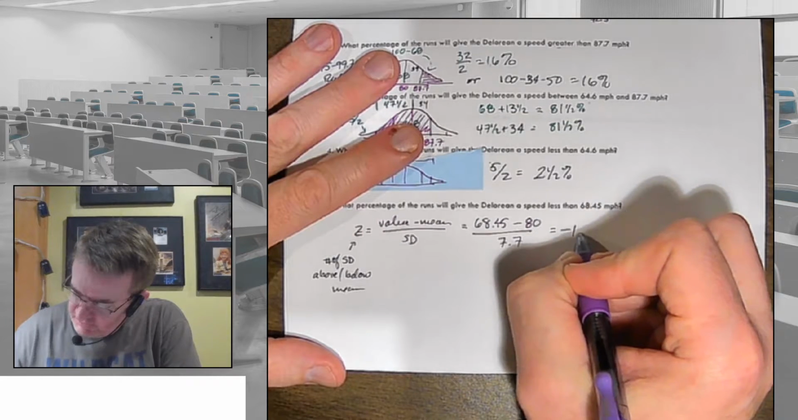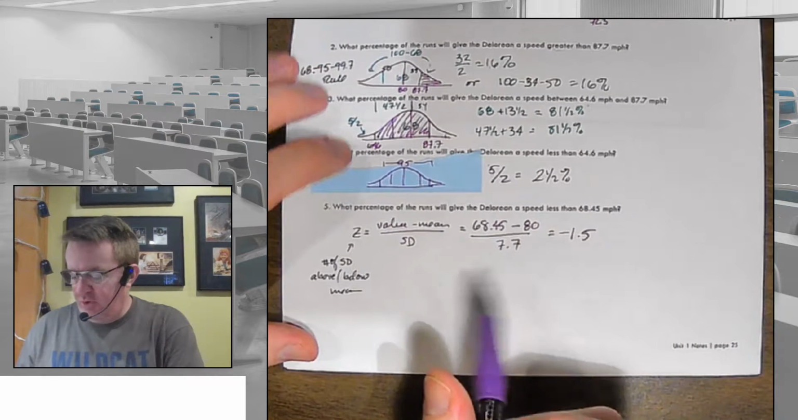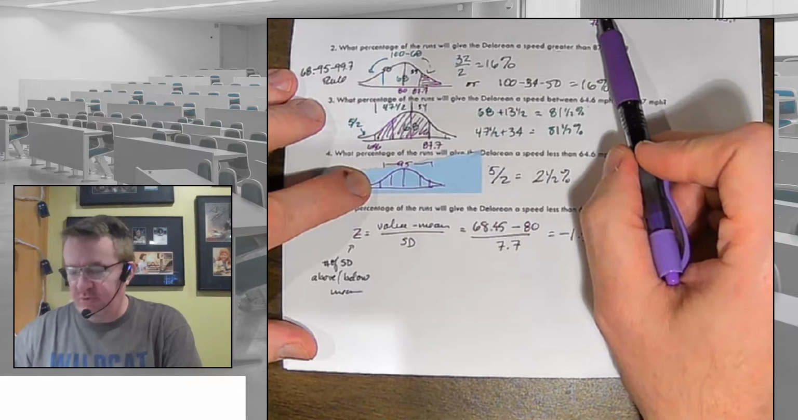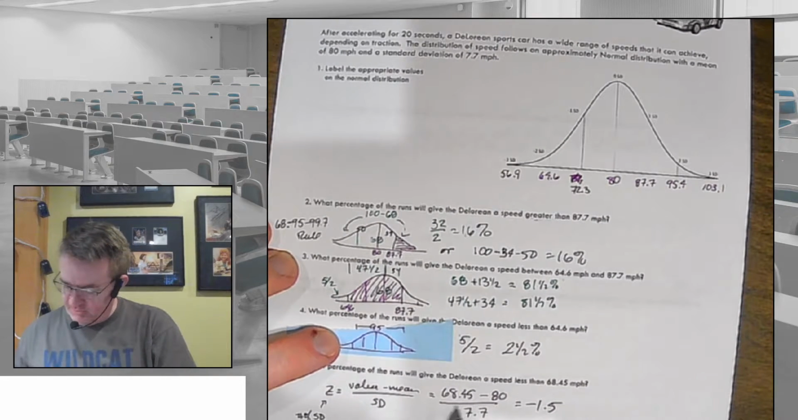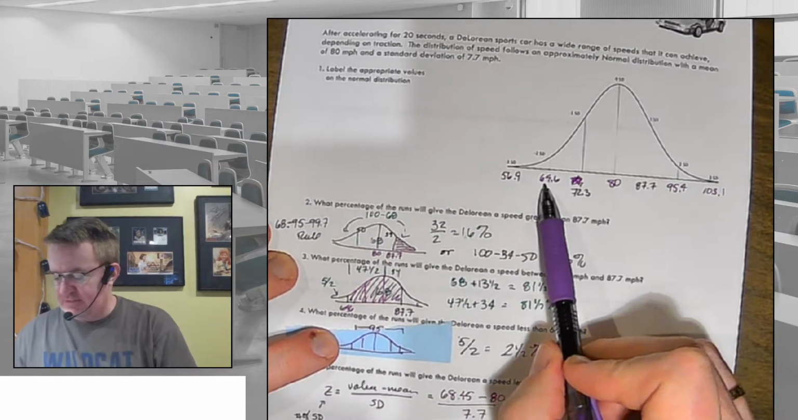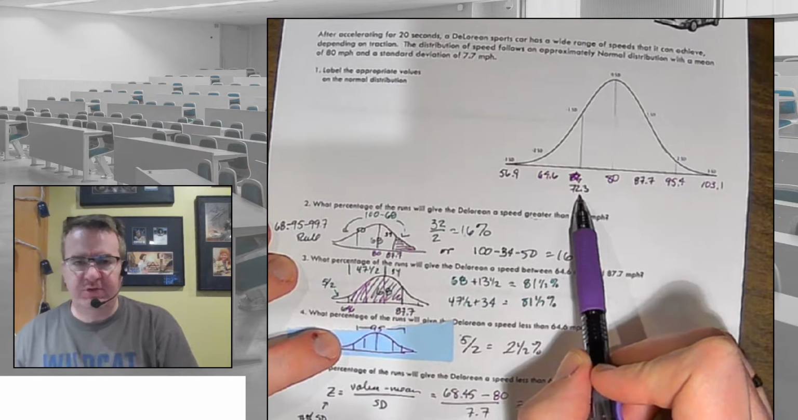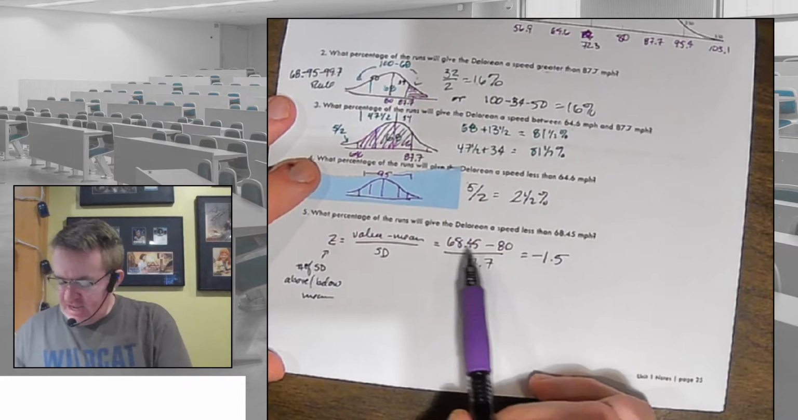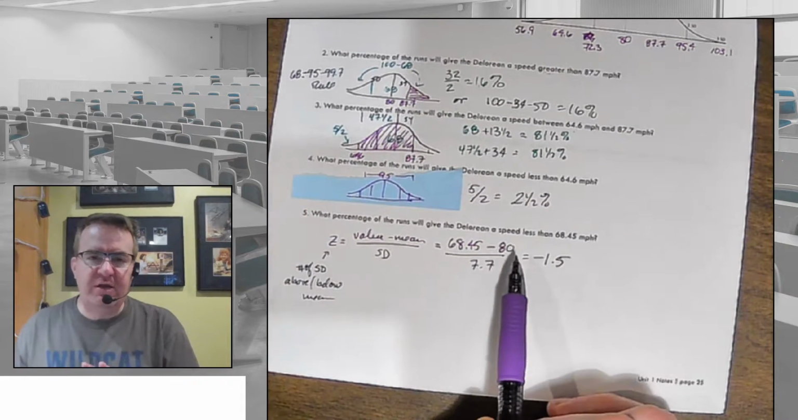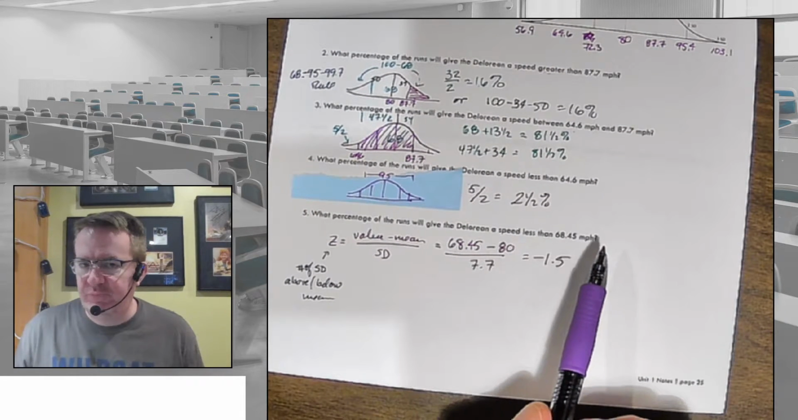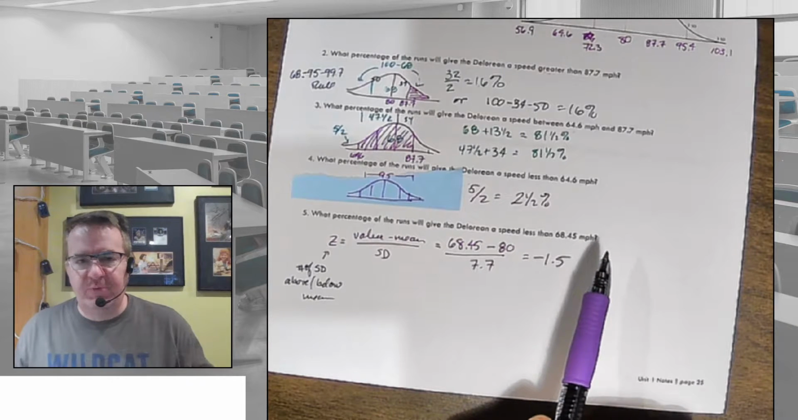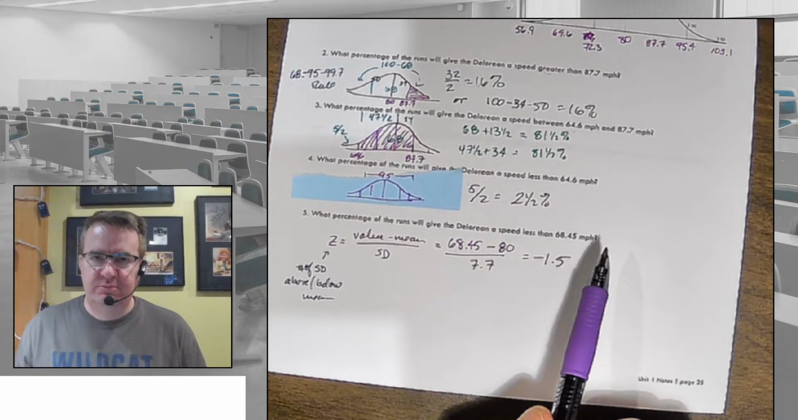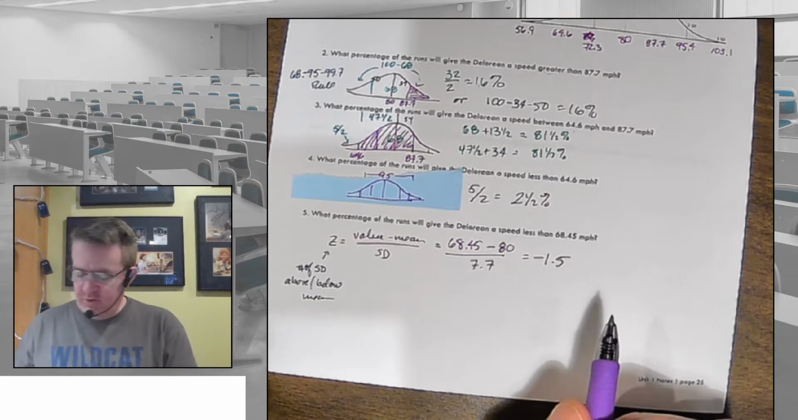So again, do the math correctly. We know this number, 68.45, is between 64.6 and 72.3, so that means you're going to be between -1 and -2 standard deviations. If you type this into your calculator wrong, you will get a number about like 53. So do your order of operations. Otherwise I'll be all like, what are you doing?